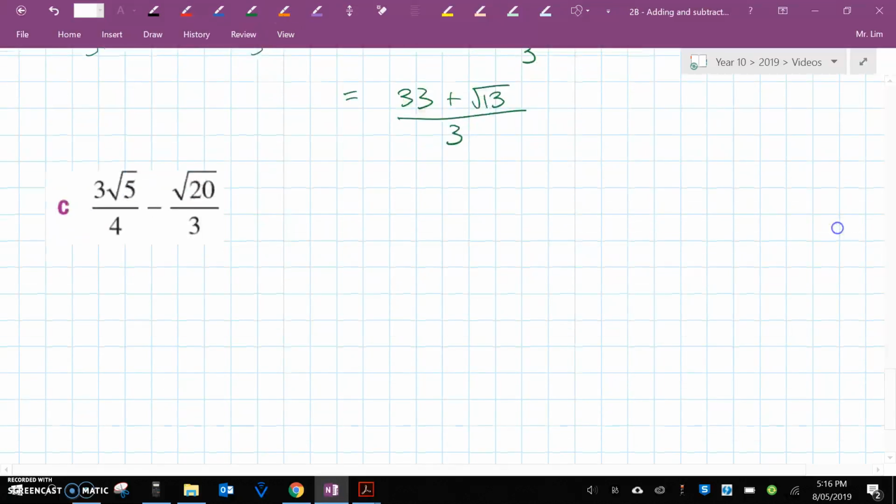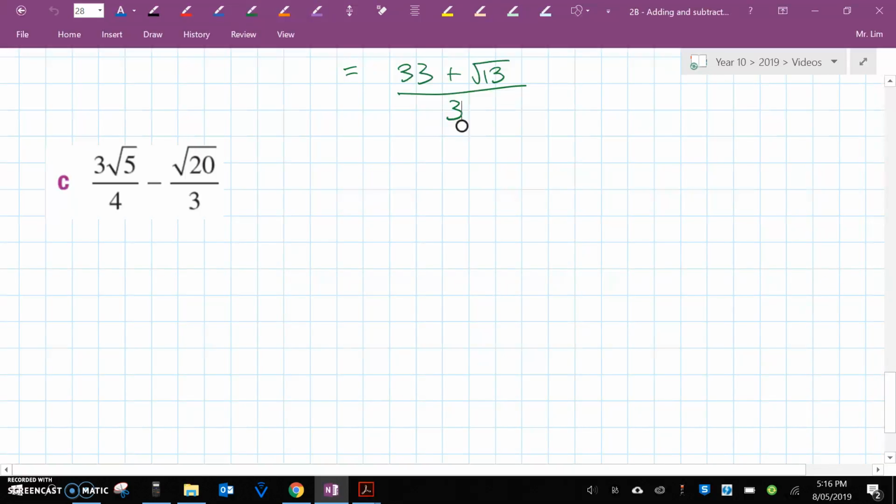Question C, same thing. Okay, last one. Cross multiply, we need the same denominators. 3 times 4, 4 times 3 is 12. That's 12. 3 times 3 root 5 is 9 root 5. Multiply the other way. 4 times root 20. Put our minus sign first, because it says minus. 4 times root 20 is 4 root 20.